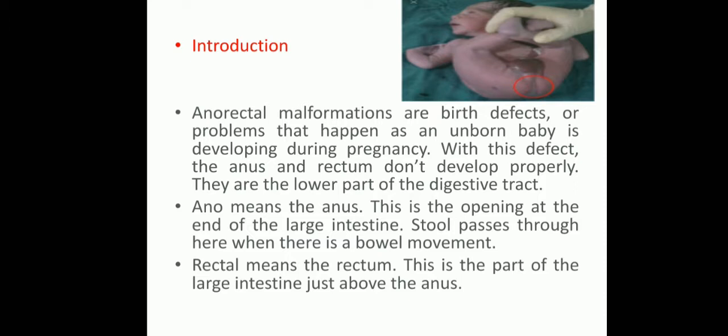The next one is the rectum. Rectal refers to the rectum. This is a part of the large intestine just above the anus. The external part is the anus, and above that part is the rectum. So what happens in this condition? In anorectal malformation, the anus and rectum are both not formed properly because it is a congenital malformation. The lower part of the digestive tract was not developed properly.